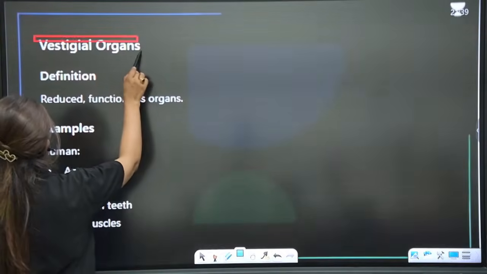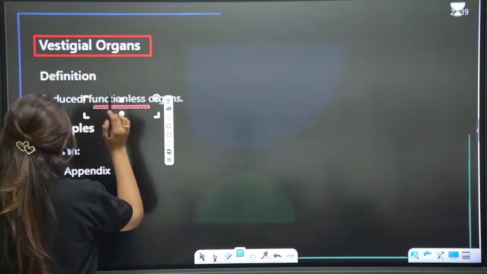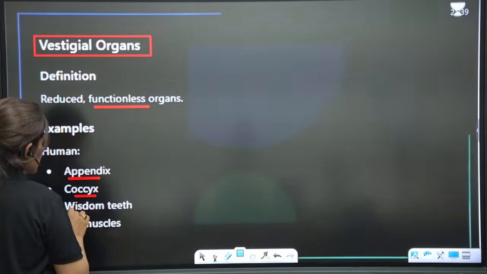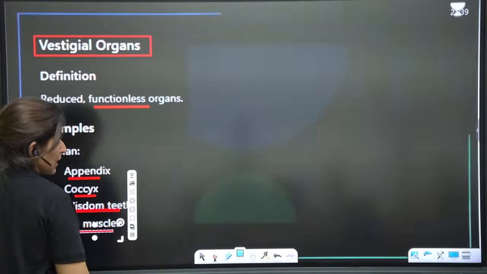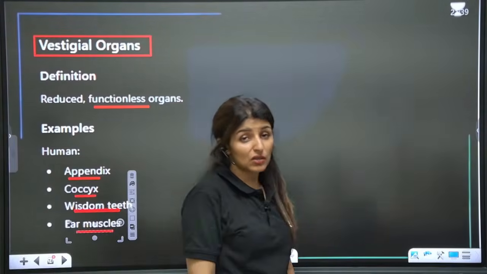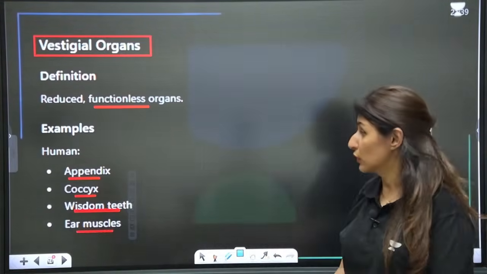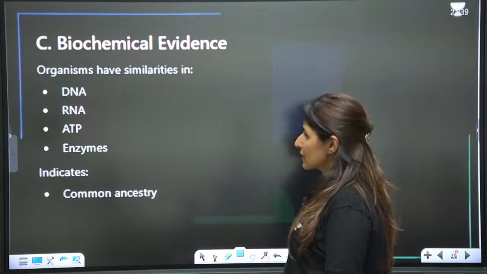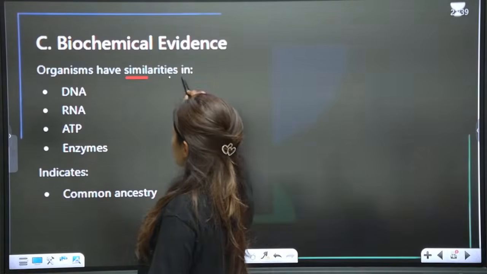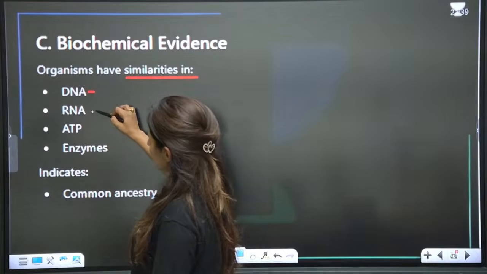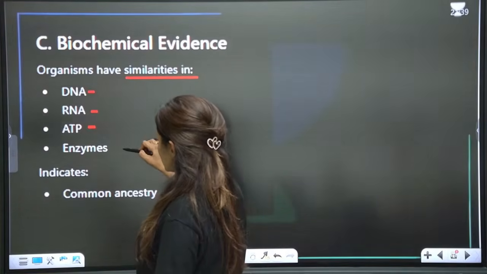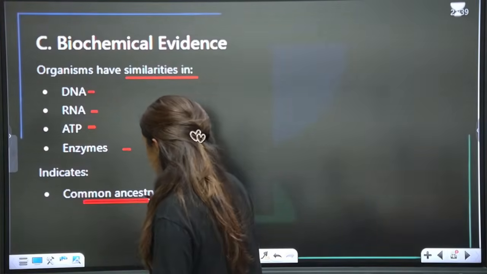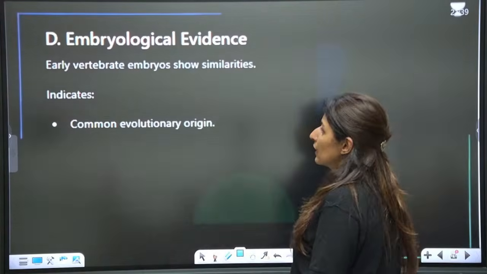Vestigial means now they have been reduced, they have become functionless. So appendix, coccyx, wisdom tooth and ear muscles. So these are all vestigial organs. So they all show evolution. Is that clear to all? Now moving on to biochemical evidences. So we all have similarities in DNA, again, which indicate the common origin. Is that clear? So they all indicate common ancestry.